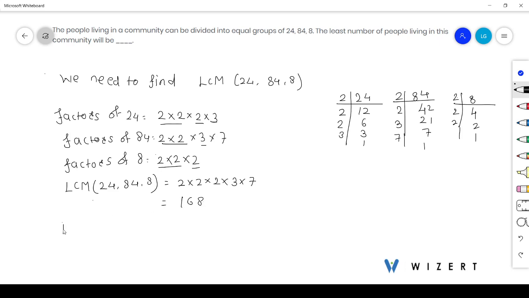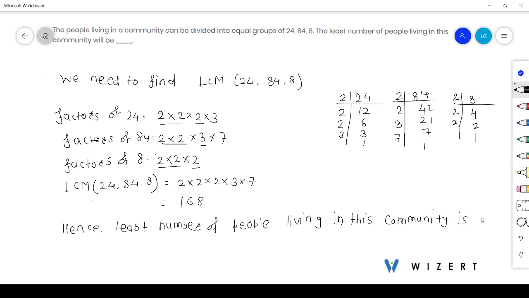Hence, the least number of people living in this community is 168.